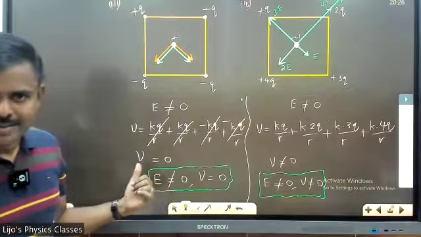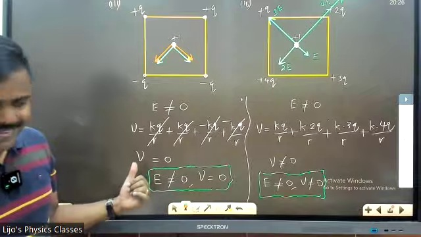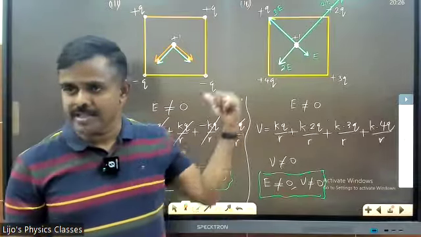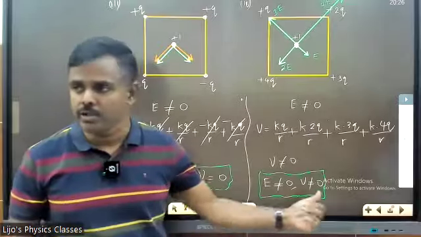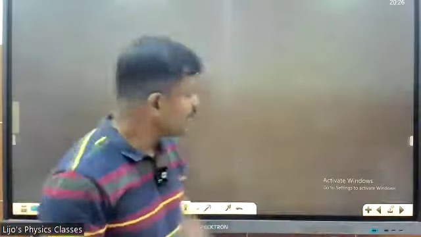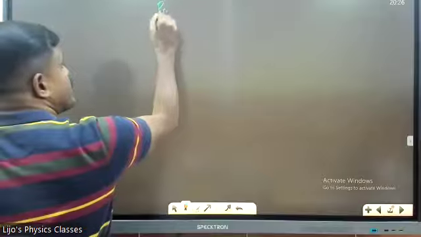Any questions here? Tell me that. Which part? Okay. So this case is very important. E not equal to 0, V equal to 0. Here it is E not equal to 0, V equal to 0. Just write a heading. Write heading: potential difference.